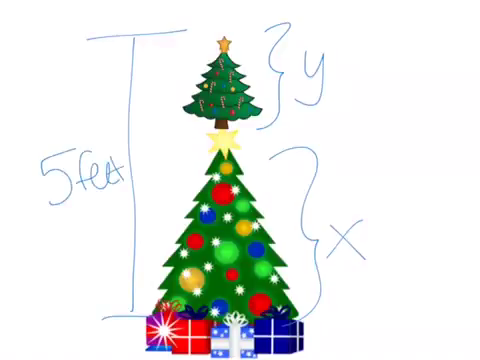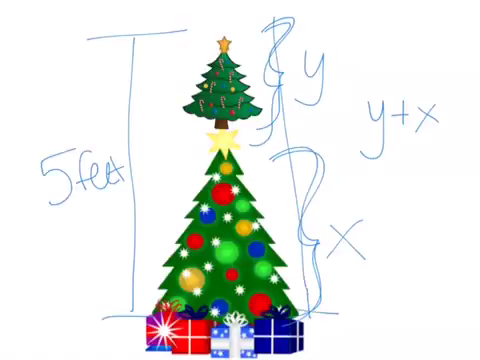Now what would I do to get the total height? I would add the height of the first tree and the height of the second tree together. Well, the height of the first tree is y, and the height of the second tree is x. I would take this height plus this height to get the whole thing. So that gives me my first equation, because we know that equals 5 feet.